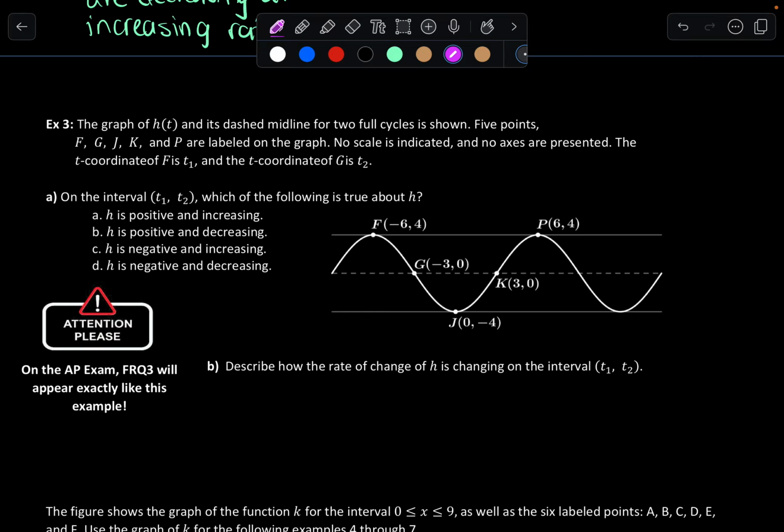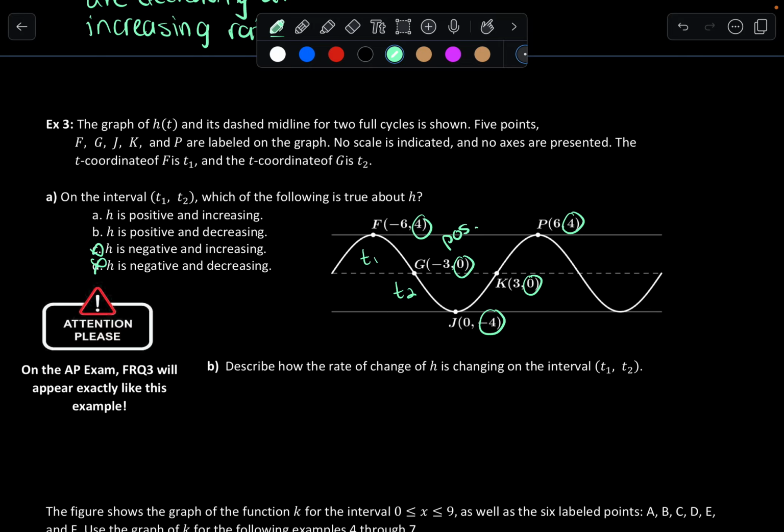Now, if we look at these coordinate points, the first observation is: is it positive or negative? Just look at the y values. We have 4, 0, -4, 0, 4. But we are specifically looking at from t sub 1 to t sub 2, which is going to be from, where's that from? t sub 1 should be f, t sub 2 should be g. So if we're looking at that, the y values are 4 and 0, therefore it's positive. So we can go ahead and X out C and D.